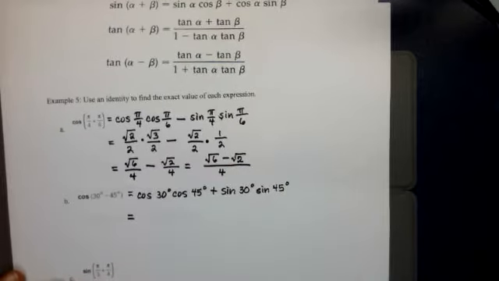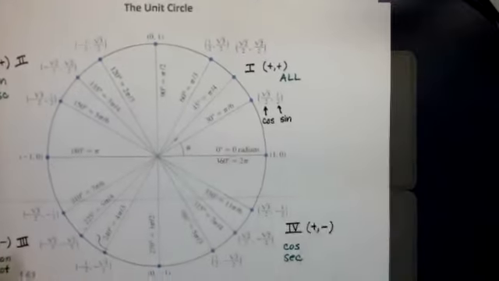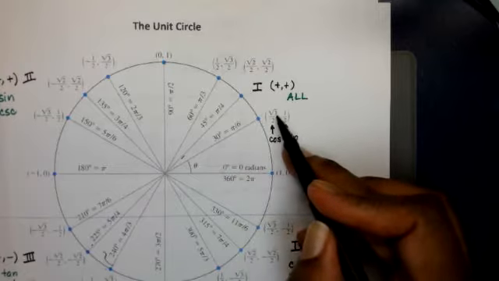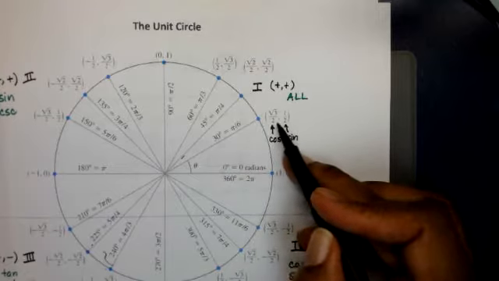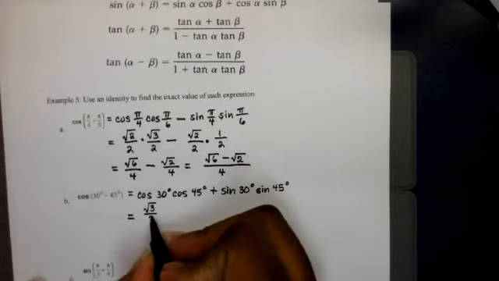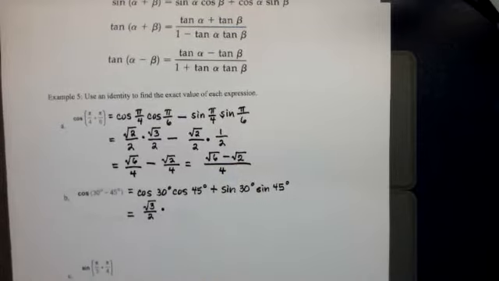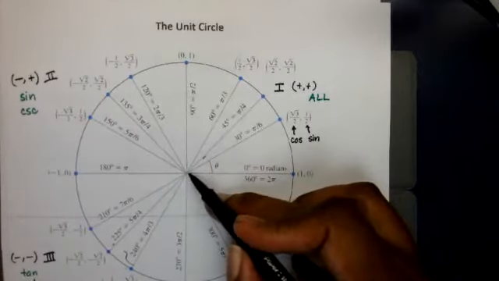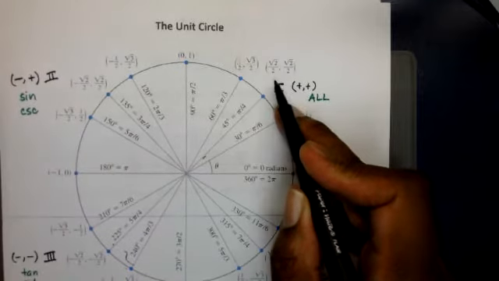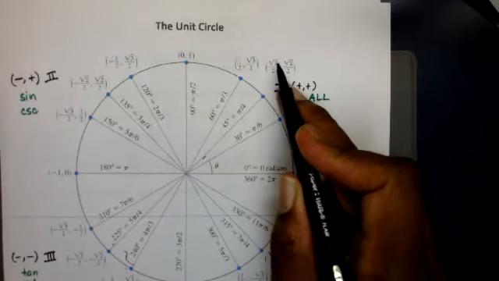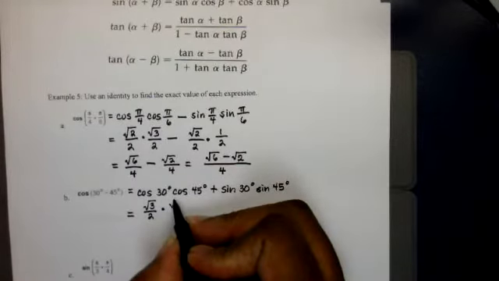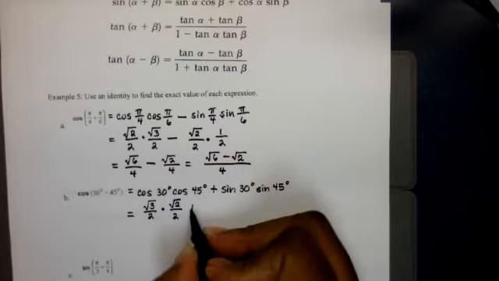All right, so now let's find the cosine of 30 degrees. And of course, if we find 30 degrees, which is right here, the x-coordinate for the cosine is the square root of 3 over 2. Times the cosine of 45 degrees. There's 45 degrees right here. The x-coordinate for the 45 degree angle is what cosine of 45 will be, the square root of 2 over 2.